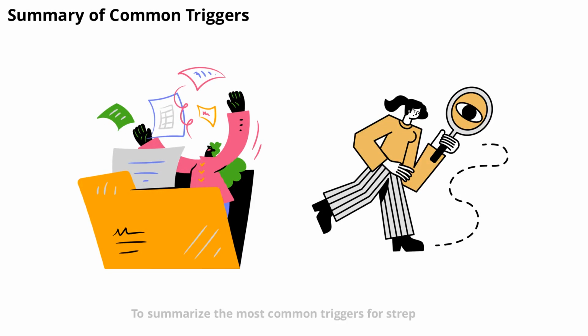To summarize, the most common triggers for strep throat include close contact with infected individuals, poor hygiene, crowded environments, and weakened immune systems. Environmental factors, lifestyle habits, and underlying health conditions also play a role. By understanding these triggers, you can take proactive steps to protect yourself and those around you.